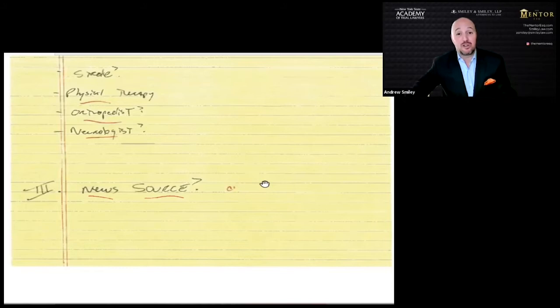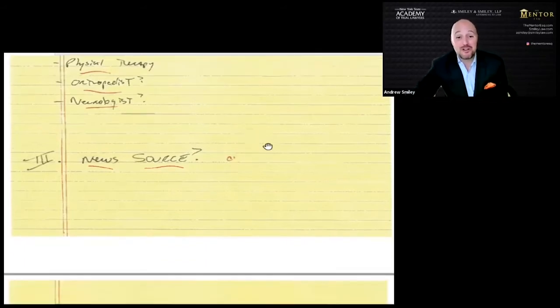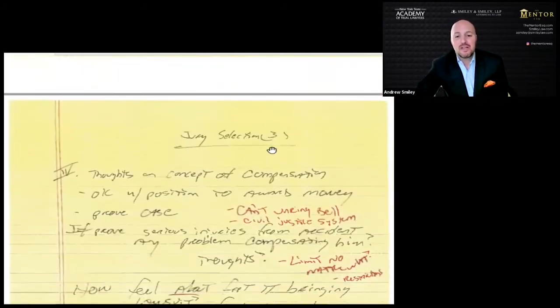And so, asking about news sources and where people get their news from, what podcasts they listen to, what websites, that type of thing is a really interesting way to sort of get a sense of which way someone may lean politically, which also may help you get an idea of which way they may lean in helping your case one way or another. Okay.